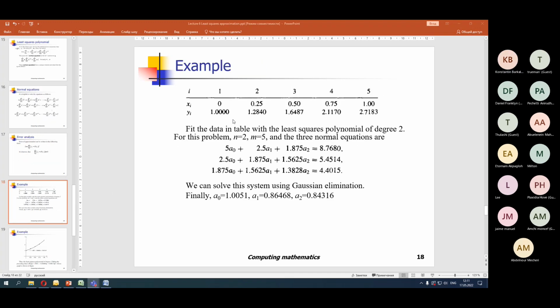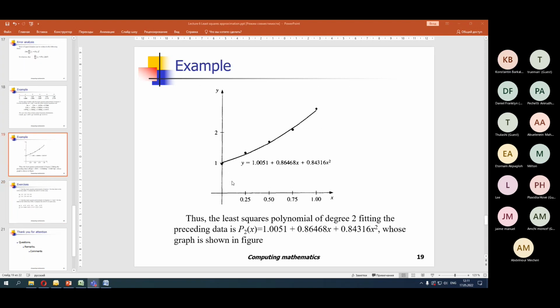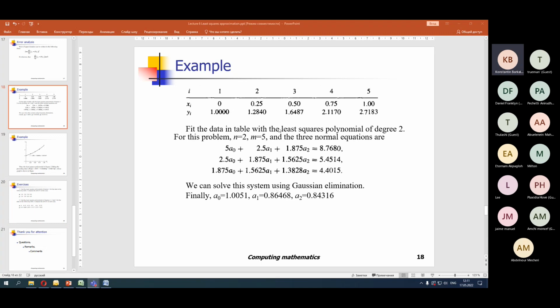Well, for example, for this given data, this data is also typed here in this example. So some other data is given as an example. Suppose that we have this table of data, there are 5 points. We have 5 x's and 5 values of y.